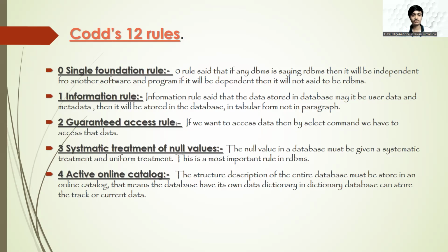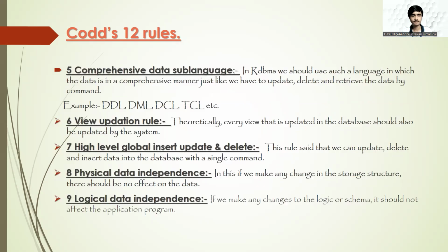Fifth is the active online catalog. The structured description of an entire database must be stored in the online catalog. That means the database has its own data dictionary. In the dictionary, the database stores and keeps track of the current data. That means the database has its own dictionary and it stores the track of data.